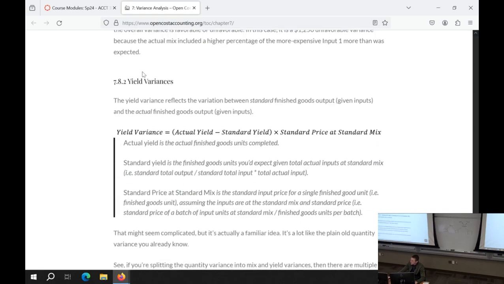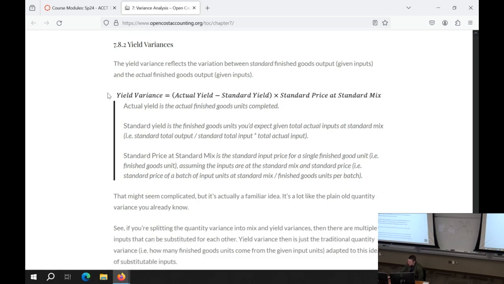So as a result, there's a way of thinking about yield variances that works. But if you prefer, you can just think of it like the leftovers after we chop out the mix variance. It's like the quantity variance after we've accounted for mix. It gets a little hairy. We've got some definitions in this equation and a really important flip we have to do. So yield variance equals, look at this.